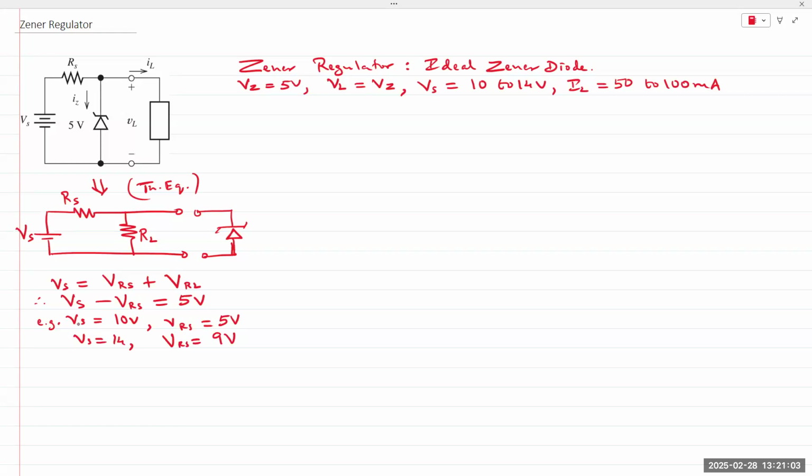The extreme case is that RS cannot exceed a certain limit. So we need to find the value for RS max. What is the maximum value of RS for a load current that can vary between 50 and 100 milliamps? Okay. So the question being asked is RS max for its extreme or worst case.